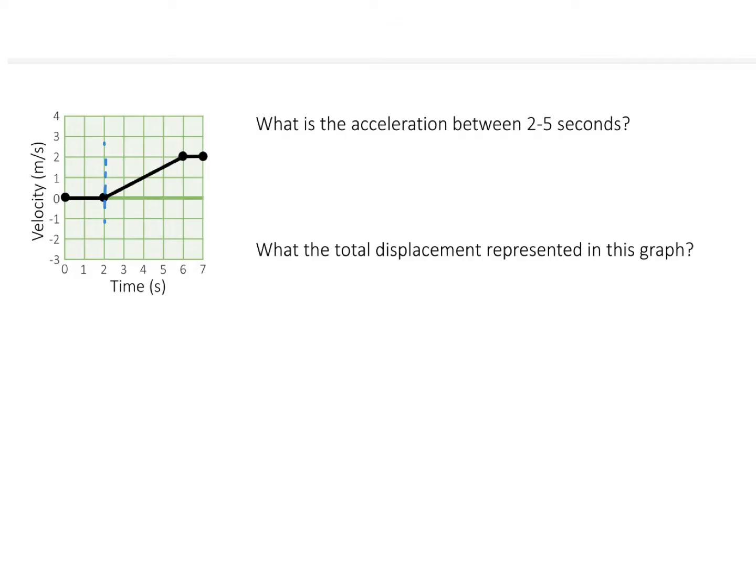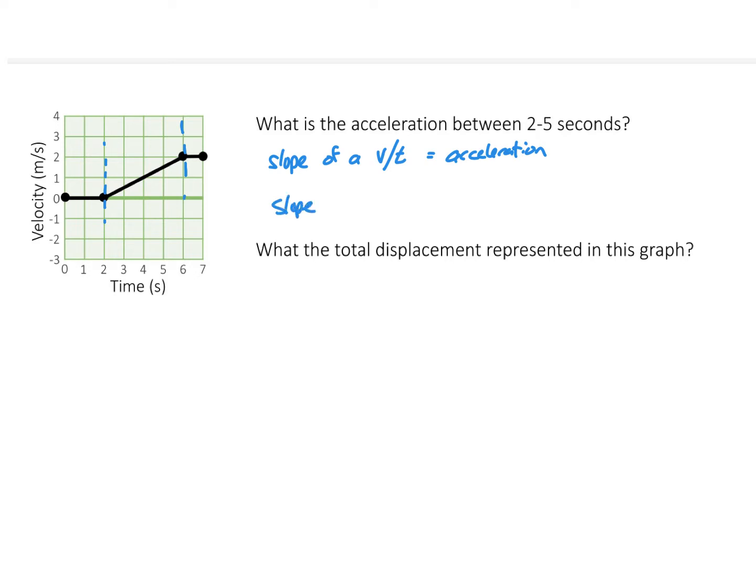The first example is asking us to find the acceleration between 2 to 5 seconds. I noticed when I section off this that it actually goes from 2 to 6, but it's the same slope. And remember, slope of a velocity time graph is equal to the acceleration of that segment. So I'm going to want to look for the slope of that section on the graph.